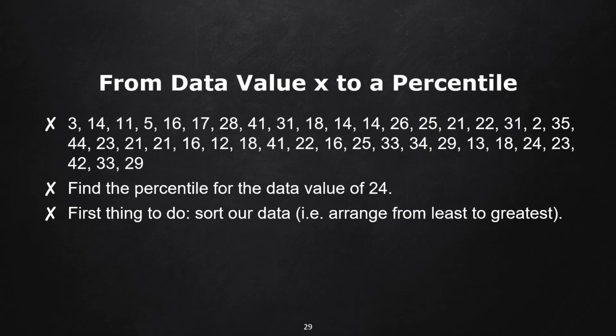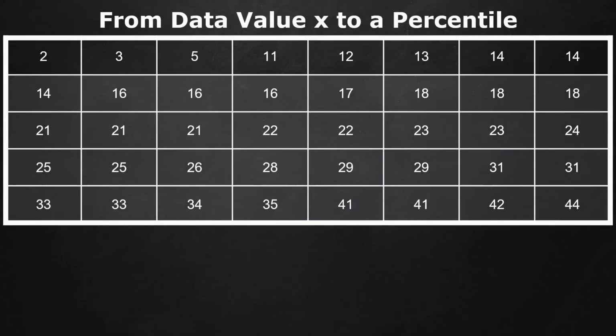So we have our good old data values from before. Remember, these are from last video? Yeah. So let's say that the instructions say find the percentile for the data value of 24. The first thing we need to do is to sort our data. And as I mentioned before, sorting our data means arranging from least to greatest. So how about we do that? There we go. It's a nice organized table there. So these are all our data values from least to greatest.